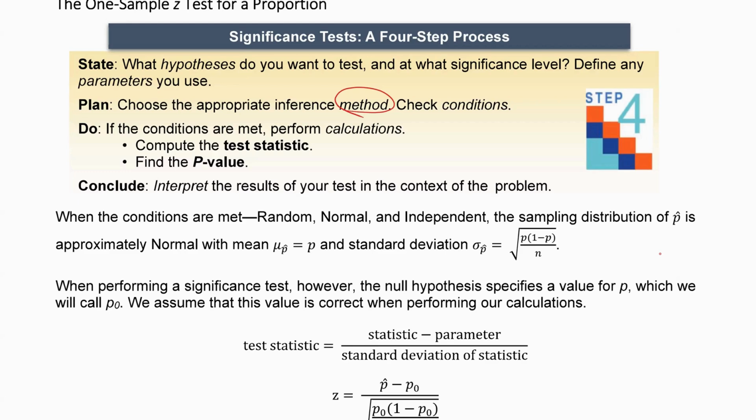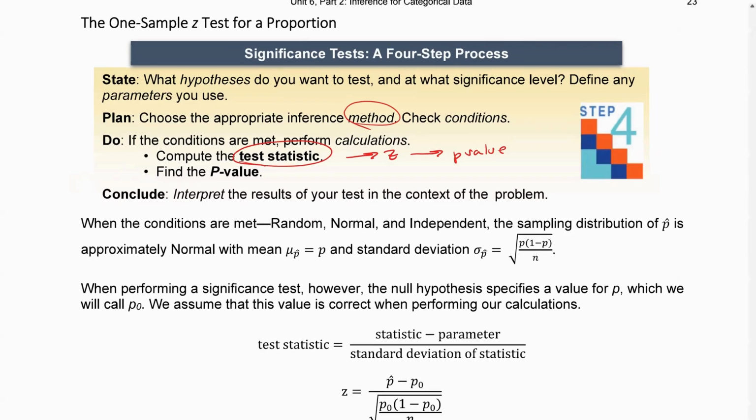In step 3, the do step, we calculate the test statistic. We calculate, in this case, the z-value, and from that z-value, we calculate the p-value. And then the final step, we interpret that p-value. We compare it to our alpha value to determine whether we are going to reject or fail to reject our H0 claim.